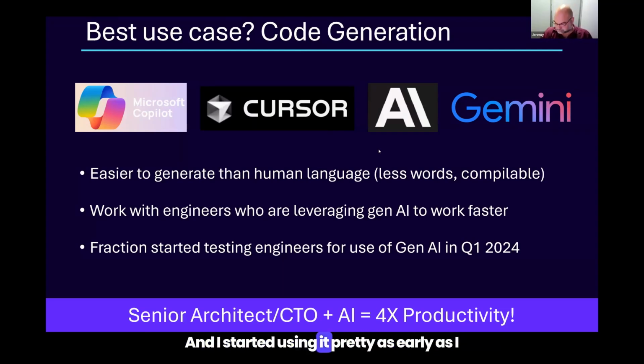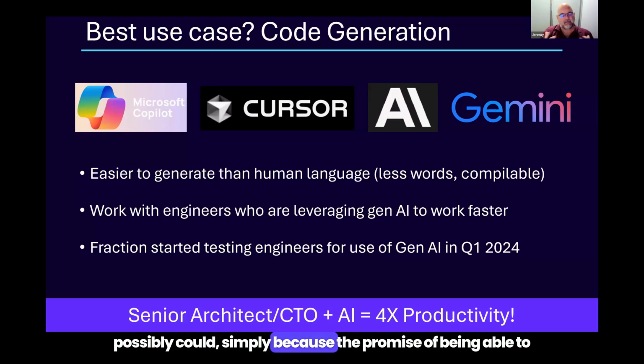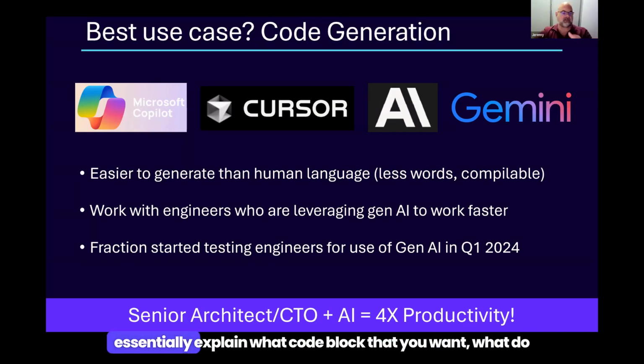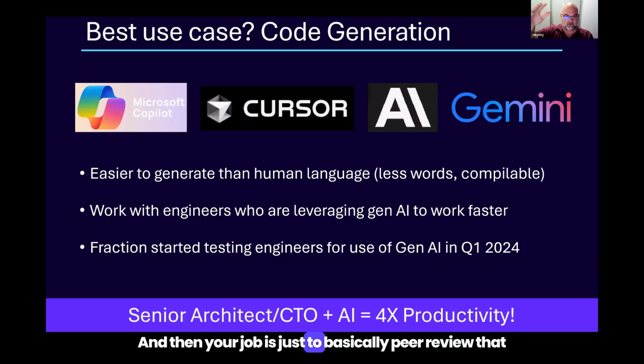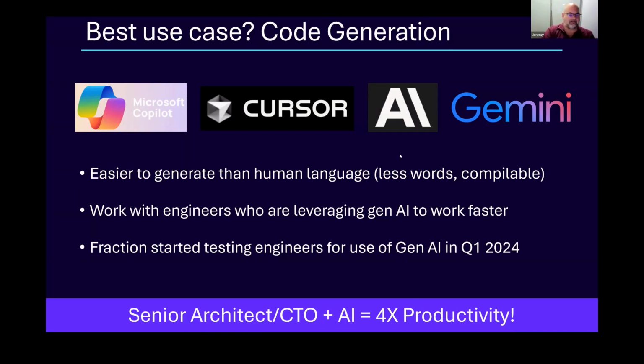And I started using it as early as I possibly could, simply because of the promise of being able to essentially explain what code block you want, what you want it to do, an AI generating it, and then your job is just to peer review that AI and make sure that it makes sense and it's not doing weird things. And you can go everywhere from saying, create me an API call that will reverse the letters in a string, and it will generate that for you, and you can build it out in the language of your choice. You can tell it what framework to use.